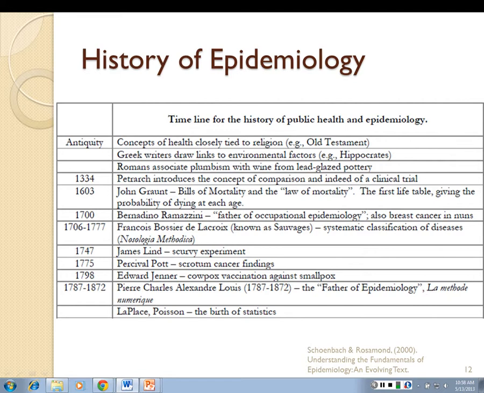Edward Jenner developed a method for smallpox vaccination after conducting an experiment to determine if inoculation with cowpox would prevent acquiring smallpox. And Pierre Charles Alexander Louis utilized rigorous comparative methods to evaluate the effect of bloodletting on mortality. A great example of the move towards systematic examination of disease causation.